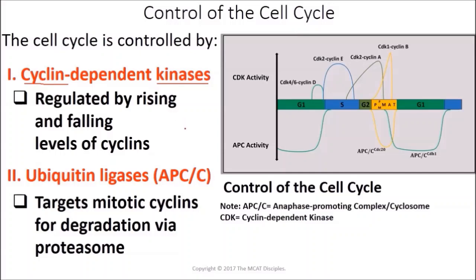The other player involved is getting rid of the activated cyclin-dependent kinases when you need to, and that's what ubiquitin ligases are in the business of doing. What they'll do is they'll target the cyclin and the cyclin-dependent kinase complexes for degradation, and they'll do that through the proteasome. So I'll show you that. But you'll notice here in this graph that as this APC activity goes up, so anaphase promoting complex cyclosome, that's APC, as their concentration goes up, you'll see a quick drop in the cyclin-dependent kinase that it targets. So this yellow one targets this CDK1 cyclin B complex, and it will destroy that. It'll target that for the proteasome.